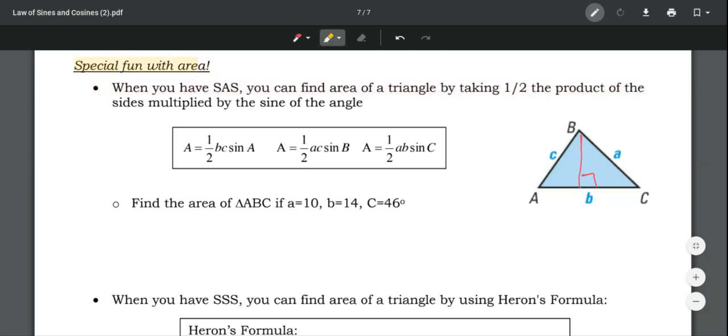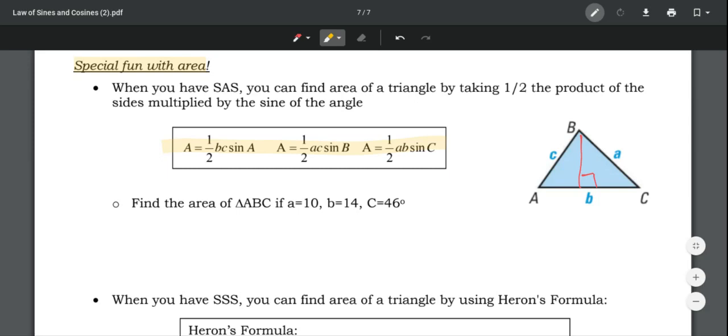Now, if we take a look at this special fun with area, these are the three formulas we can use to calculate the area of an oblique triangle. This is SAS, meaning you're given two sides and an included angle. You can find the area by half the product of the sides multiplied by the sine of the angle. The reason we have three formulas is because it will be based on what angle you're given and what side you're given.